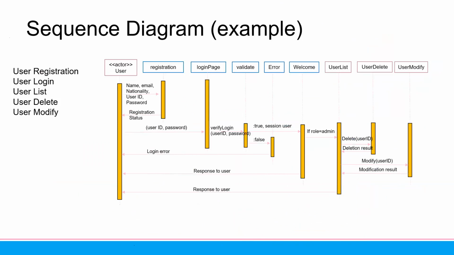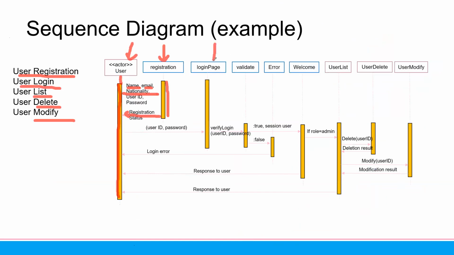You can also make the registration like this example. You can define the user registration, login, and then list, delete, modify. For example, this is an actor or a user, and you want to make this lifeline. Whenever the user is active, they can do the registration, and the user should send name, email, nationality, user ID, and password. If everything is okay, it will show the registration status, whether the user is already registered or not.